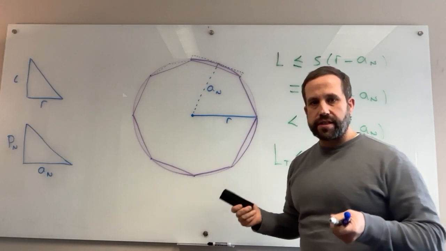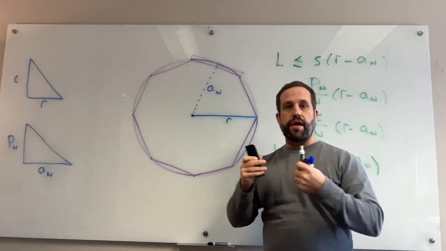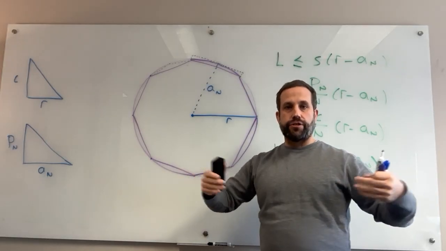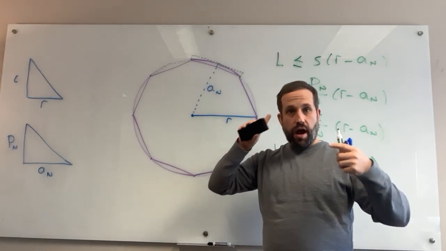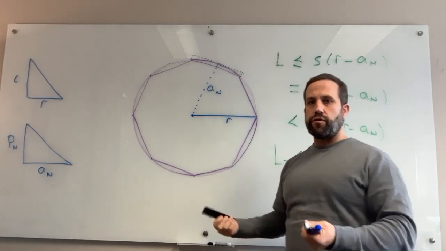Okay, it's not always the case that the perimeter of the approximating shapes is going to converge to the perimeter of the thing that it approximates. So if we wanted to use that fact, we'd have to use something different.